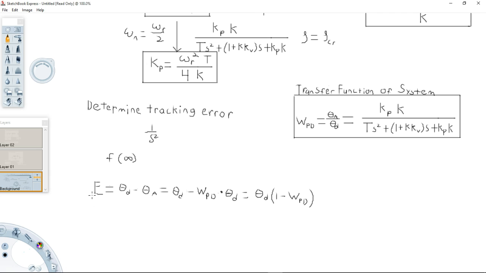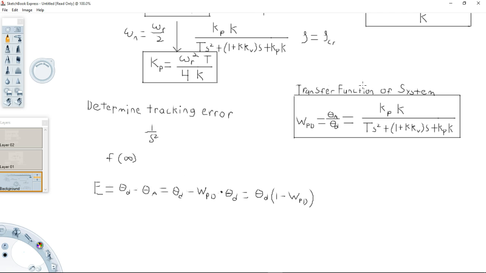So what I'm doing here is I'm taking the desired angular displacement and subtracting that from the actual angular displacement. So that's giving me my error, denoted by the capital E.